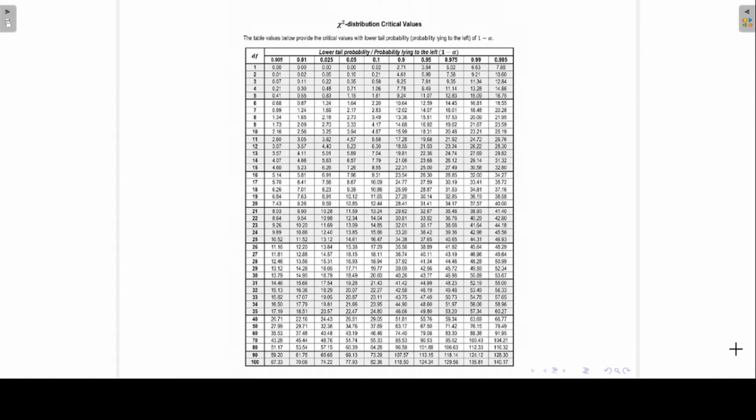And here we have an example of the chi-square distribution tables. Like the t-distribution, we have the degrees of freedom in the rows and the probabilities in the columns.